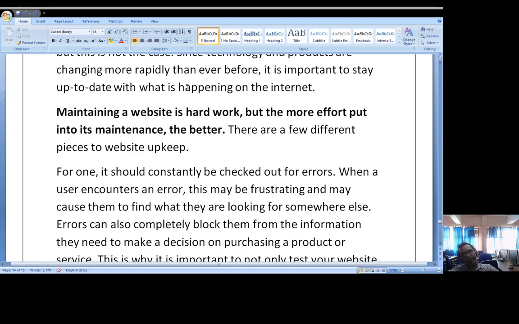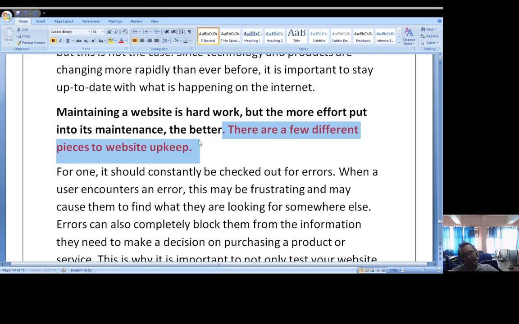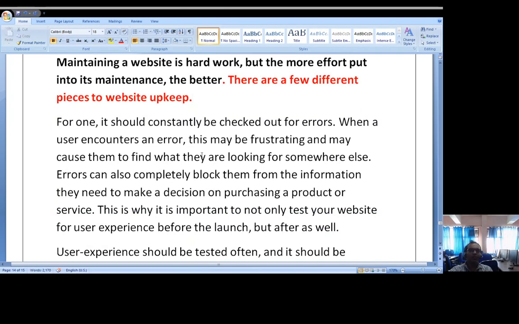Because in the web world, few websites keep themselves up to date, so by keeping up to date we get an edge over our existing competitors. What is the job of maintenance? For one, the website should be constantly checked for errors.